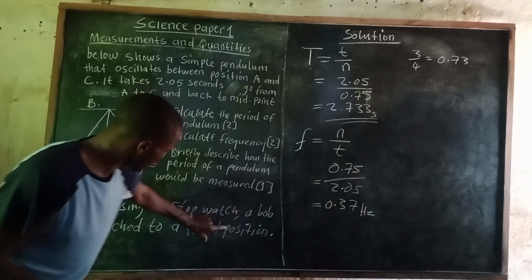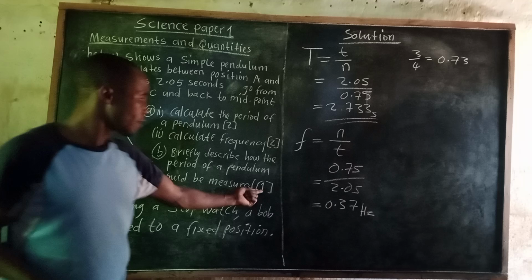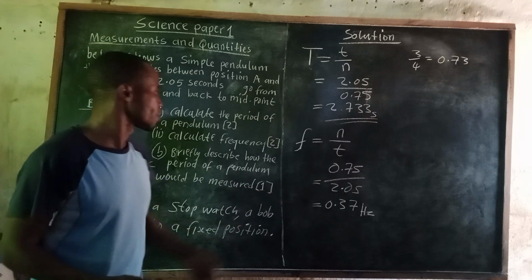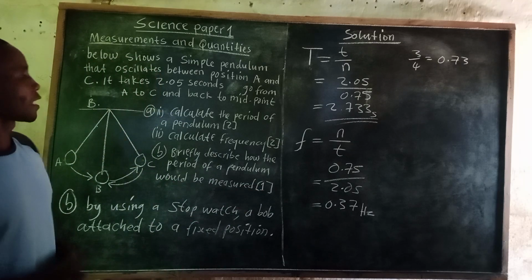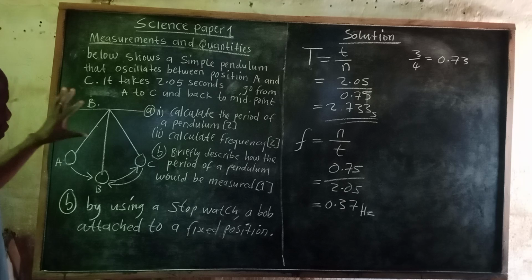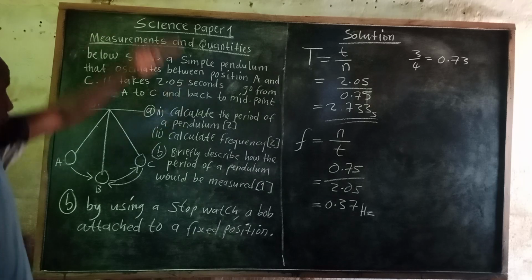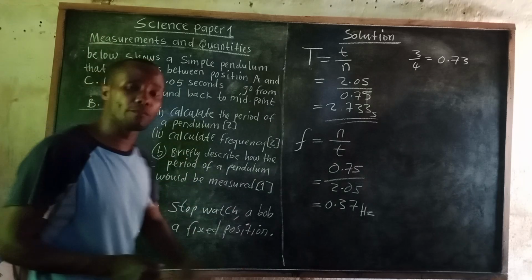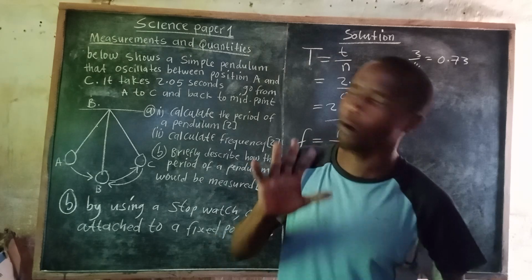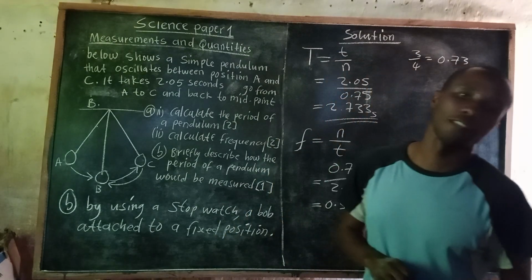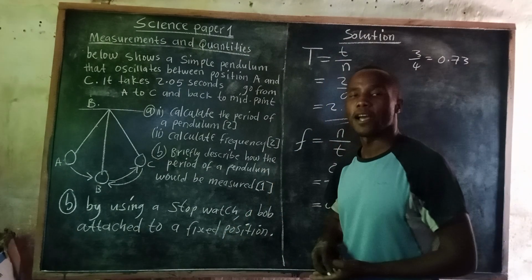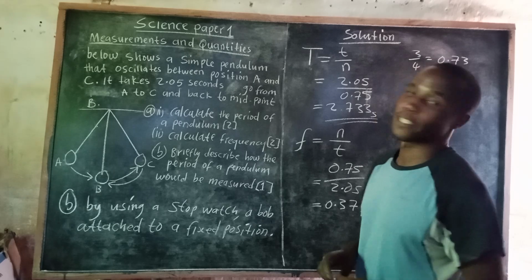Once you describe it like this, you have scored the 1 mark which is there. Remember, this question is 5 marks. By answering the way we have answered here, it means you have scored all 5 marks, which is very, very important to you as a candidate.